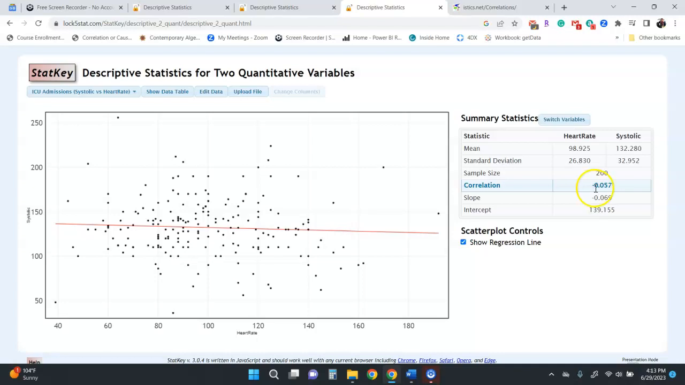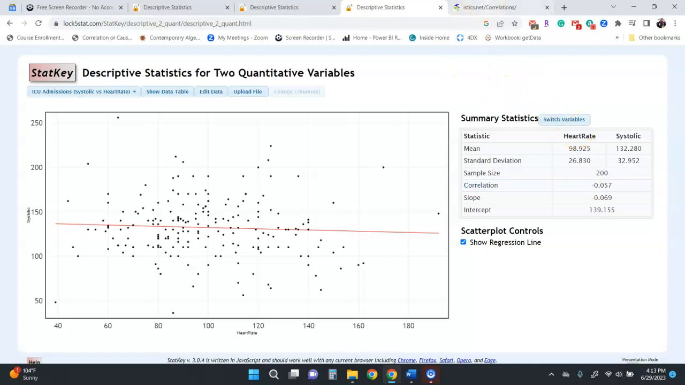This would be considered no correlation because the value is 0.057. You don't have to worry about how this number is found. It's just automatically going to be given to us in terms of the work that we're going to be doing.